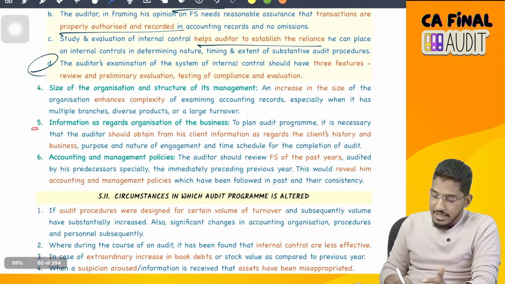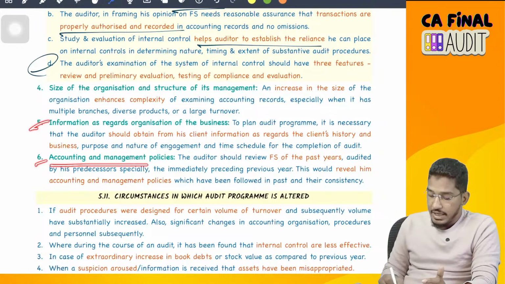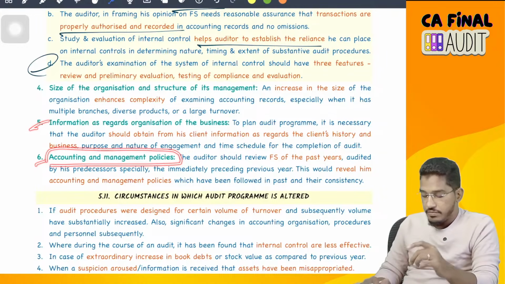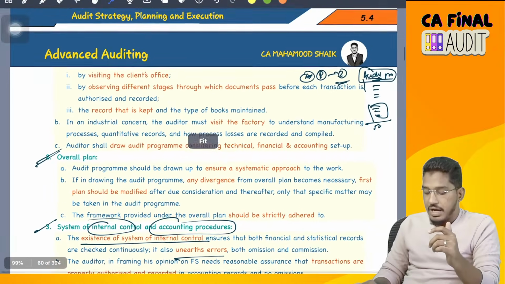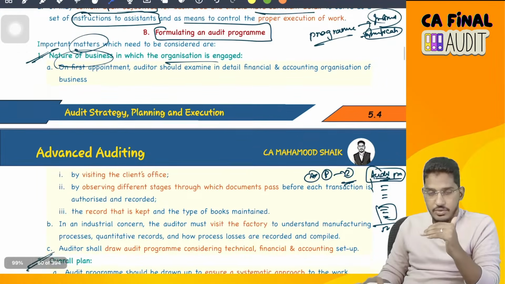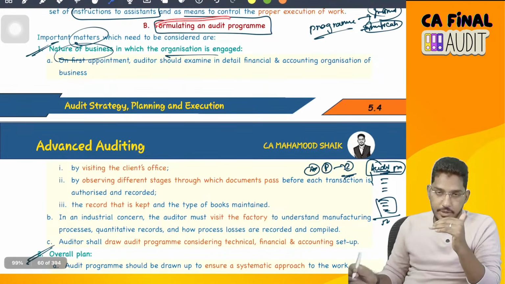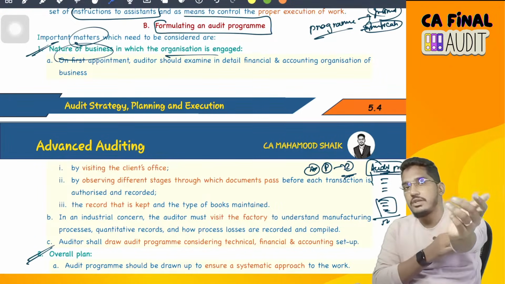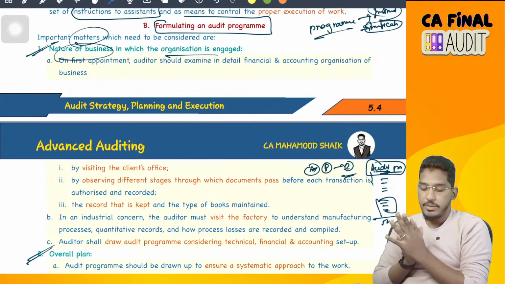And then information as regards accounting and management policies. So whenever you are drafting an audit program, after considering all these matters, you have to draft the audit program. You have to formulate the audit program. So tell me, what are the matters which you have to consider while formulating the audit program?